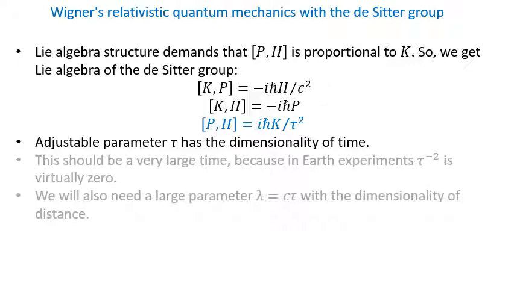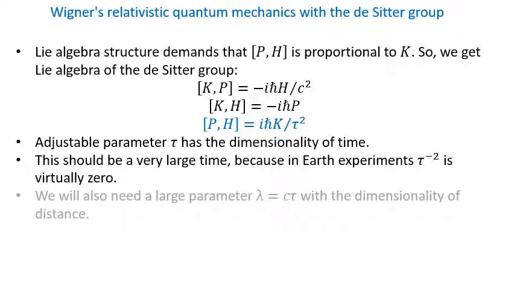The parameter tau is a free parameter of our theory. What can we say about it? First, it has a physical dimensionality of time. And second, as we mentioned earlier, it has to be a very large time. In what follows, we'll also need another parameter lambda, which is simply the distance covered by light during the time tau.